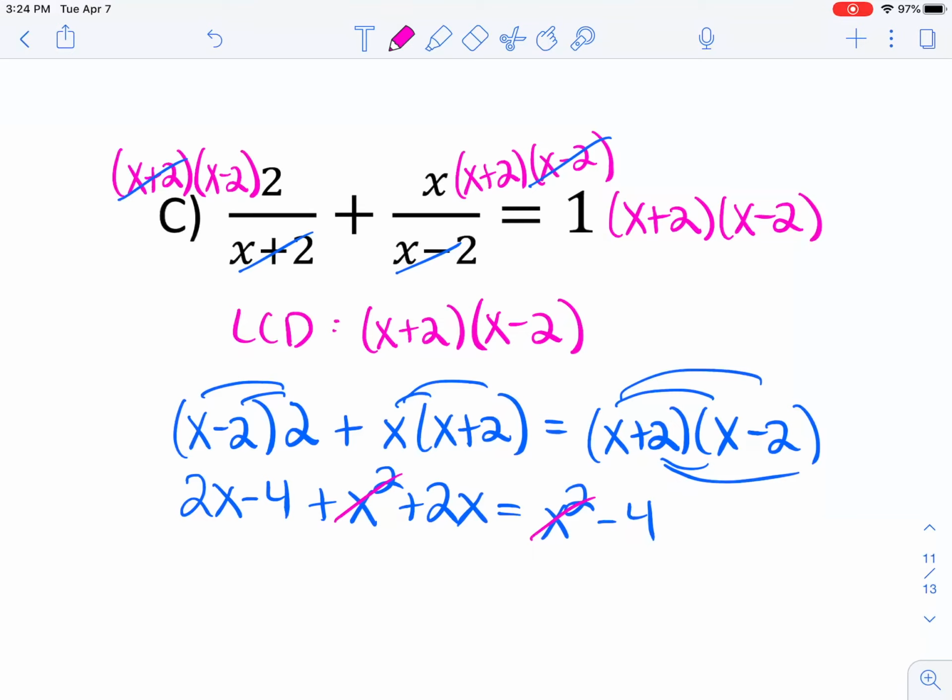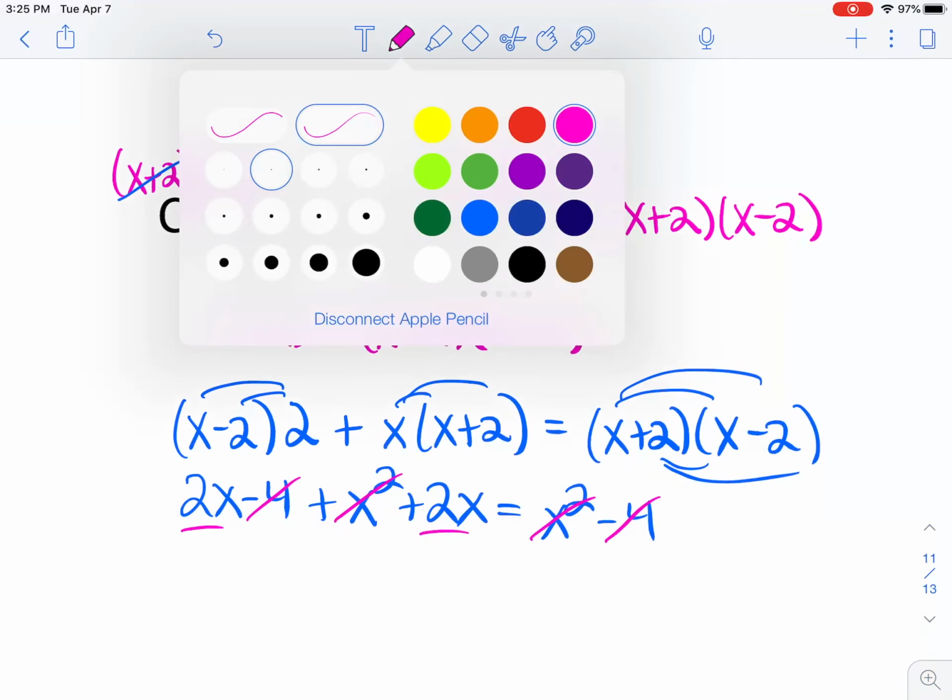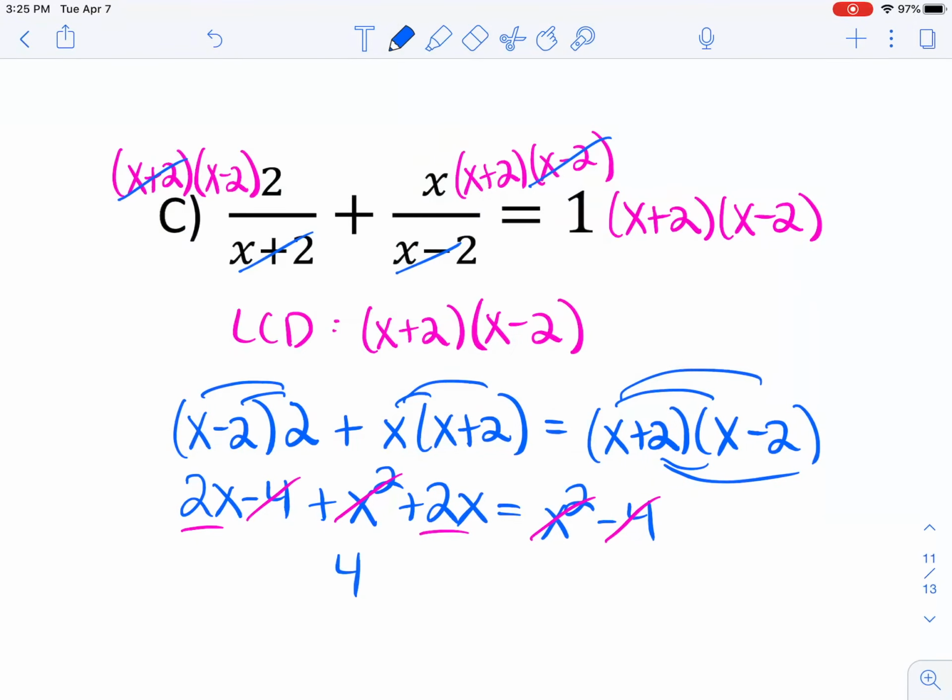When we subtract our constant terms, in this case we're going to add 4 to both sides. If I add 4 to both sides, those negative 4's become 0, so those cancel. So what we have left are some like terms. 2x plus 2x gives us 4x, and then we had 0 left on the right-hand side. If we divide by 4, we get that our only possible solution is 0.